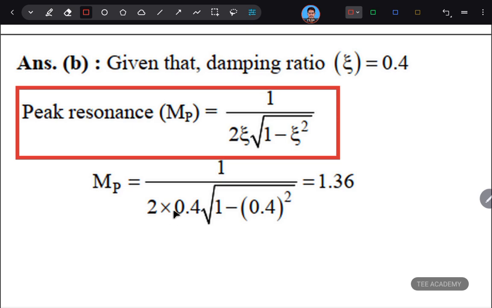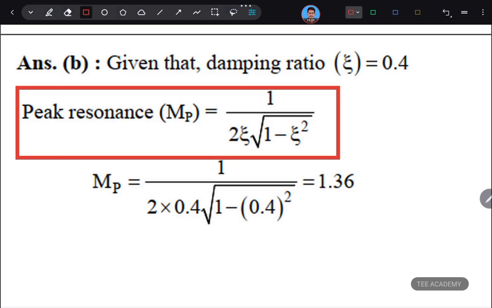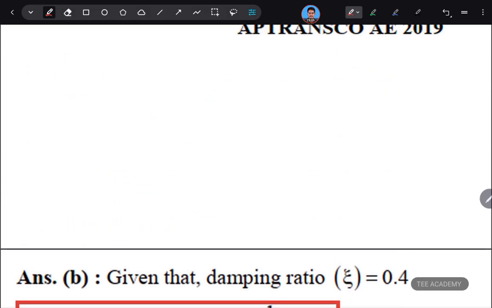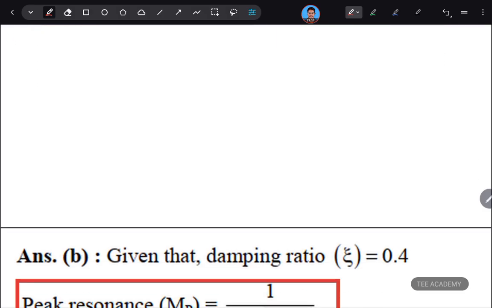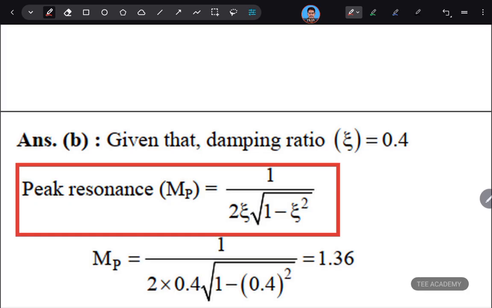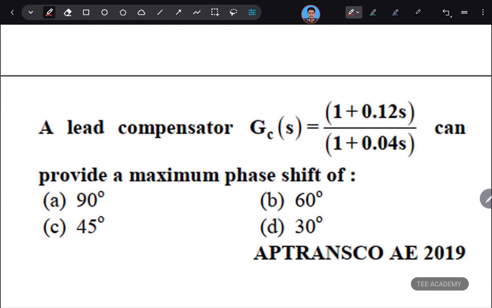In the examination point of view, you don't have a calculator, but you have to memorize some formulas for questions like this. Otherwise, it's very difficult to get the answers, right? So see how the answers are given: 2.25, 1.36, 1.8, 2. They are all close together. You need to do some practice so that you will get the answers like this exactly. Okay, next question here.